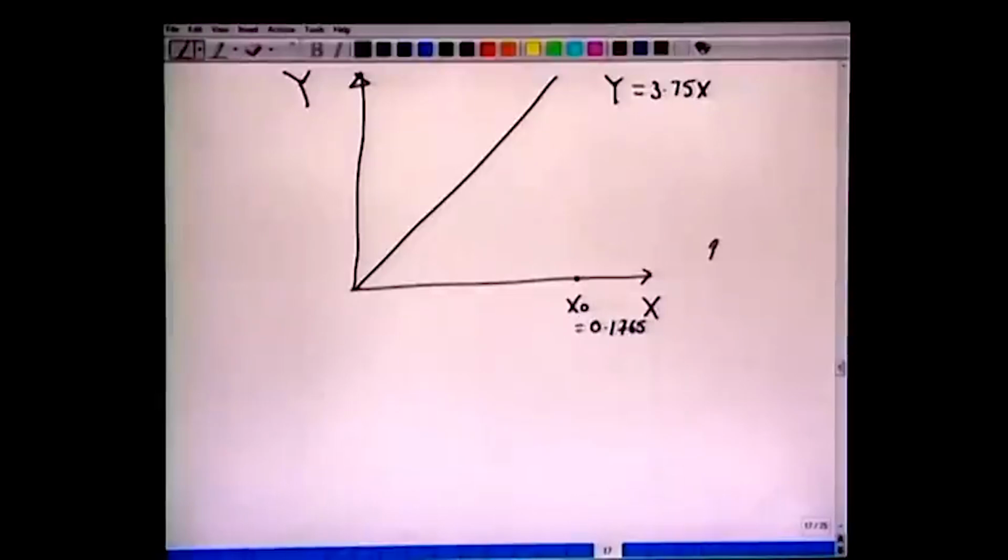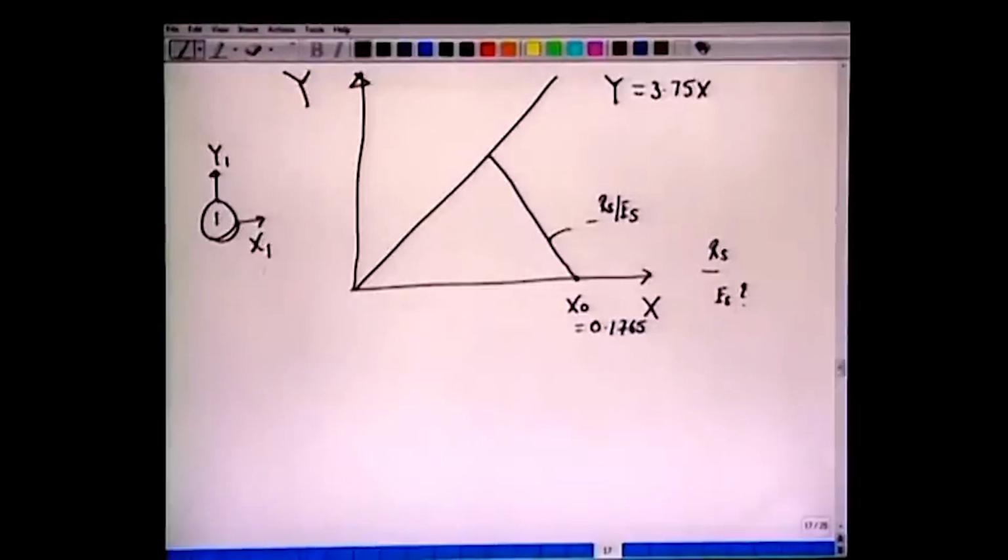We know Rs, right, but we do not know Es. That means we cannot draw this operating line, which has a slope of minus Rs over Es. The two streams which leave stage 1, y1 and x1, we know they are in equilibrium, but we do not know y1, nor do we know x1. So this point is also not known to us.